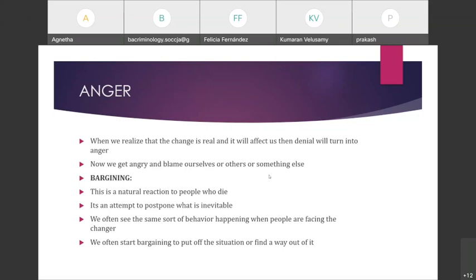Then they'll start blaming themselves. I should have taken care of them, I should not have let them go out, I should have been there with them. Many things will go on. Then once you catch the perpetrator, they will say, see, this is the person who did the crime, and they will get angry at that person, and they will want that person to suffer. So these are the stages of anger that they will go through. Then after they find that this is what it is, the next stage will be bargaining.